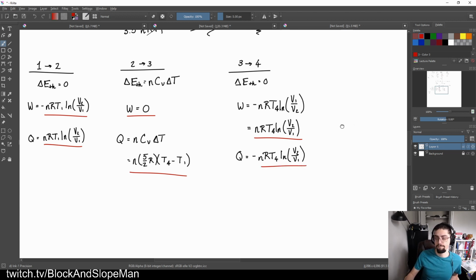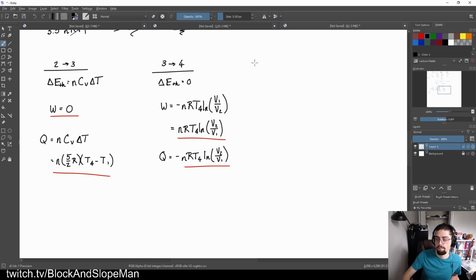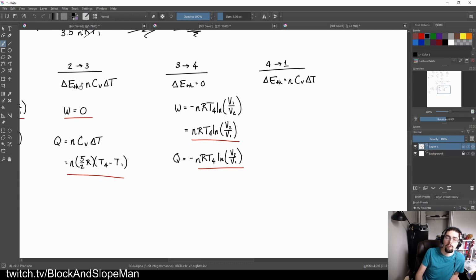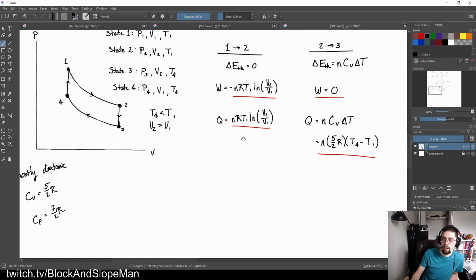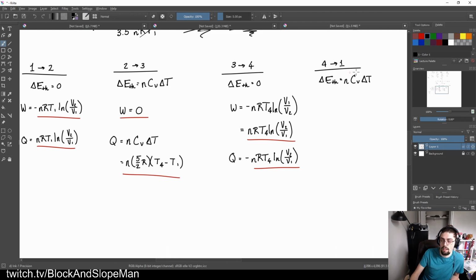Well, we got that. Okay, and finally, 4 to 1, our very last step here. Again, delta E thermal, it's the exact same expression as before. It's not 0, but it's nCv delta T. Keep in mind, I didn't fill in the details with this delta T. For 2 to 3, I'm going from T1 to T4. For 4 to 1, I'm going from T4 to T1. So these two delta E thermals are exactly equal and opposite.